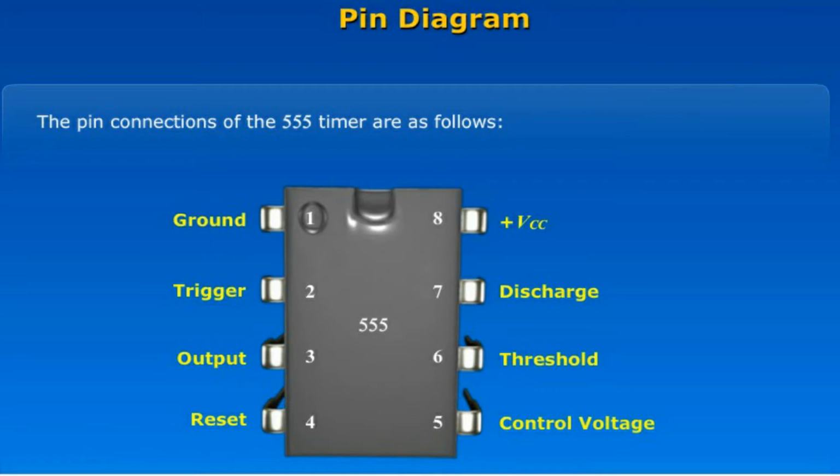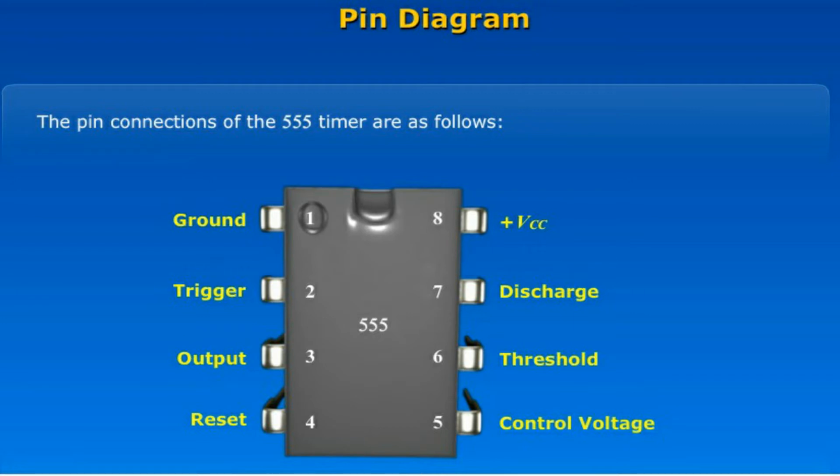The pin diagram of the IC555 timer is shown in the figure. It has 8 pins. Pin number 1 is called the ground. All the terminal voltages are measured with respect to ground. Second is the trigger. A trigger voltage is applied to pin number 2 to control the amplitude of the output voltage. Pin number 3 is the output pin. In this case, the output load is connected to pin number 3.